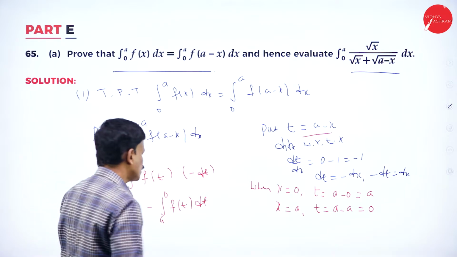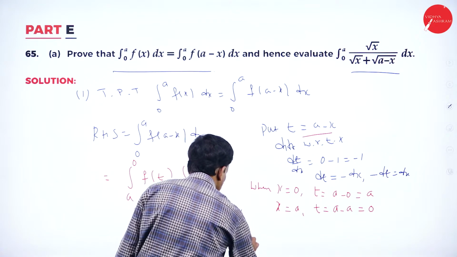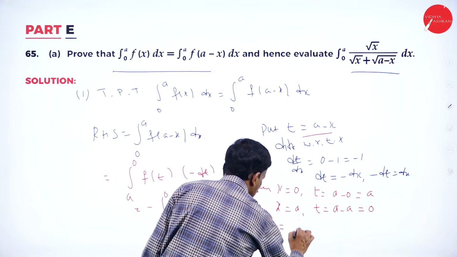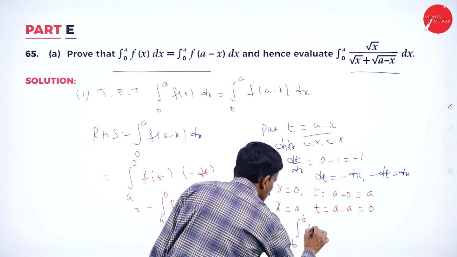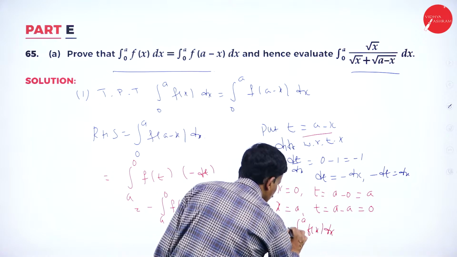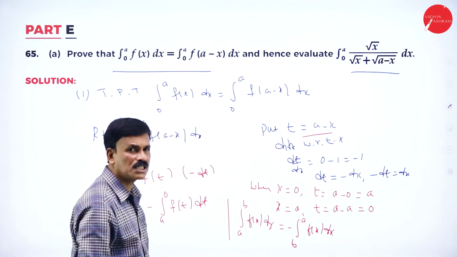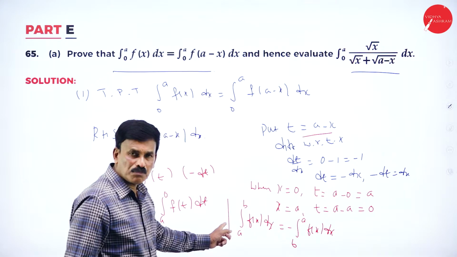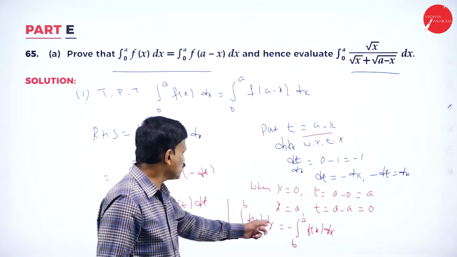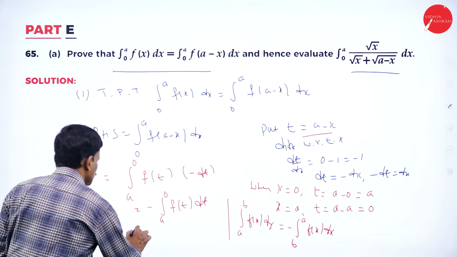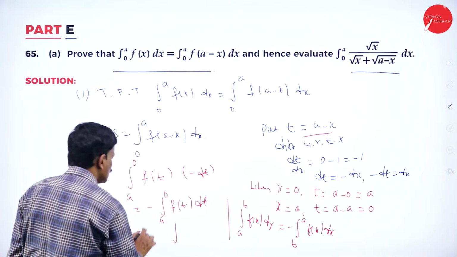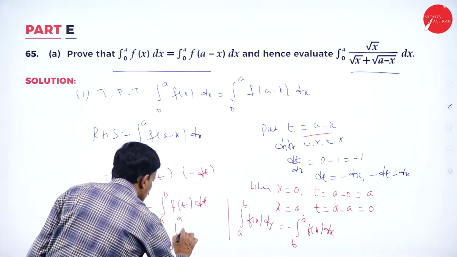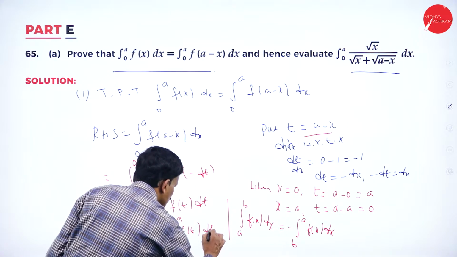Now, you know there is one property. From the property, integral a to b f of x dx is also equal to minus integral b to a f of x dx. Whenever the limits are interchanged, the sign changes. So, a to b becomes b to a, and the sign changes, that is plus becomes minus. So, I can write, if you interchange the limits, a to 0 can also be written as 0 to a, and this minus becomes plus f of t dt.